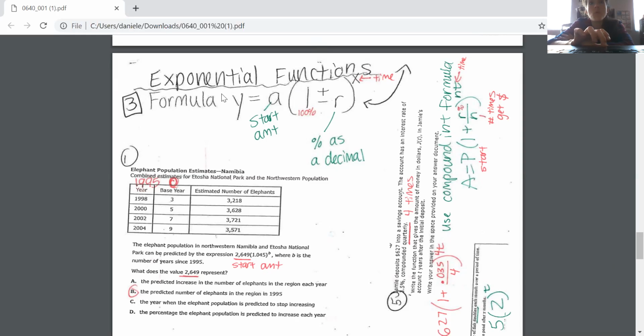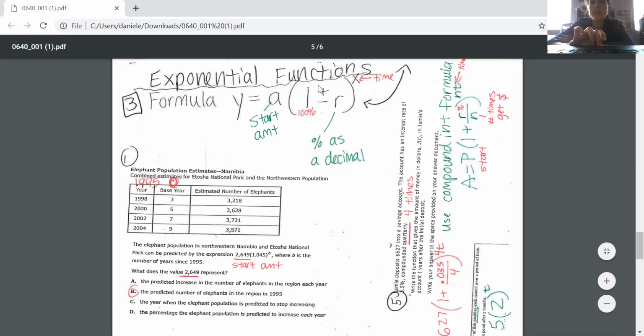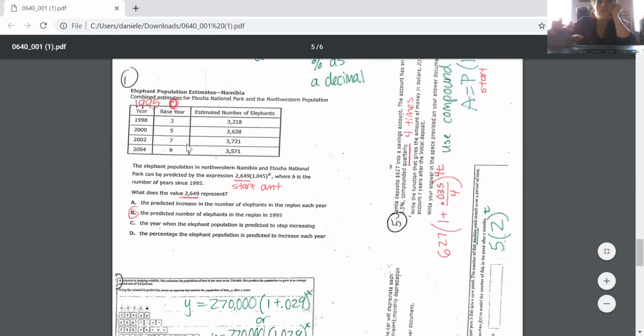So first off, with my exponential function, it could be growth or decay. So this might be a plus or a minus. The A stands for your starting amount. The 1 is always there. It stands for 100%. R is your percentage as a decimal, and X right here, sometimes it's T, is your time.